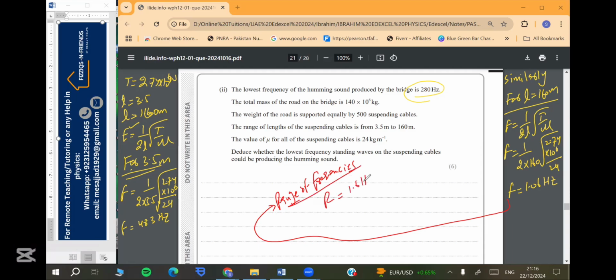It is from 1.6 hertz to 48.3 hertz. 1.6 hertz from here and 48.6 hertz from here. So this range is well below the threshold of the humming sound, 280.